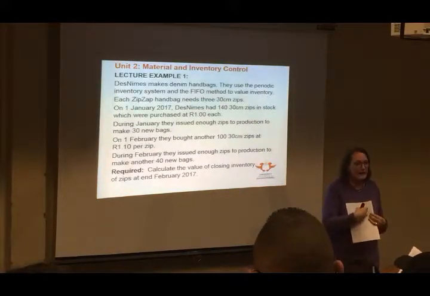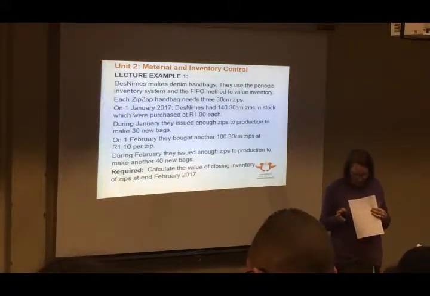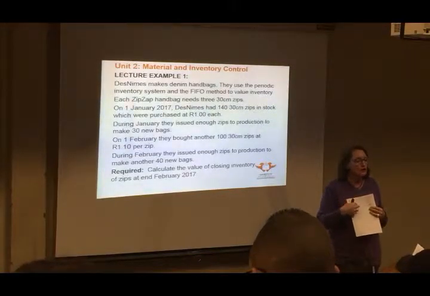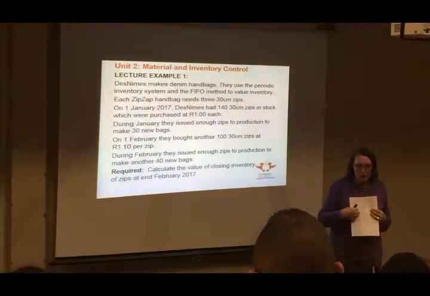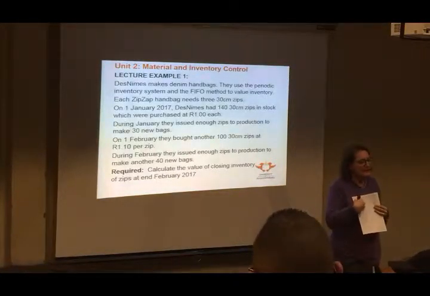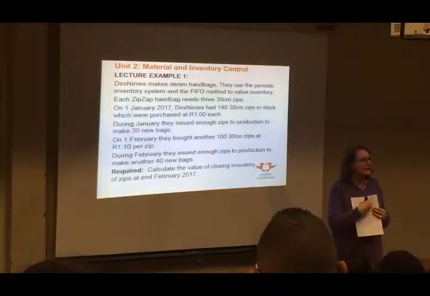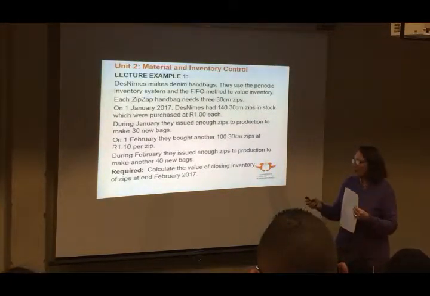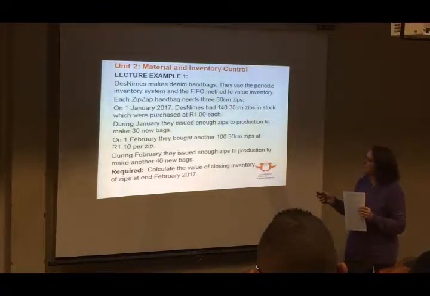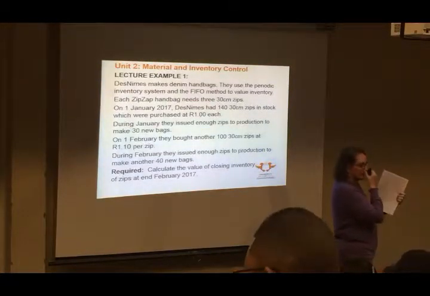Okay, on this side is your balance, so you're always going to calculate your balance. On your left hand side is the new inventory that you're receiving when you purchase new inventory. Okay, when you return inventory to a supplier, it's going to go into this section as a minus. And the middle section is the inventory you have issued to production. So we're going to start by putting our opening balance of 140 zips at R1 each under balance in the first row. Okay?